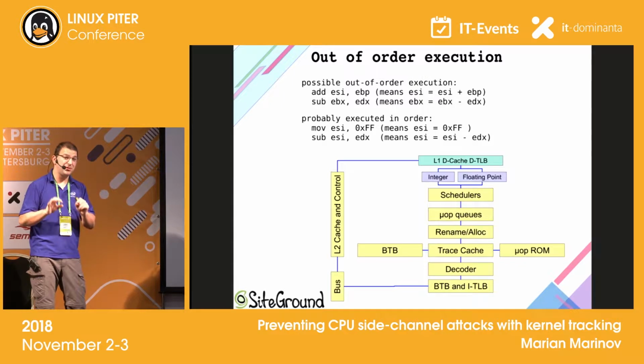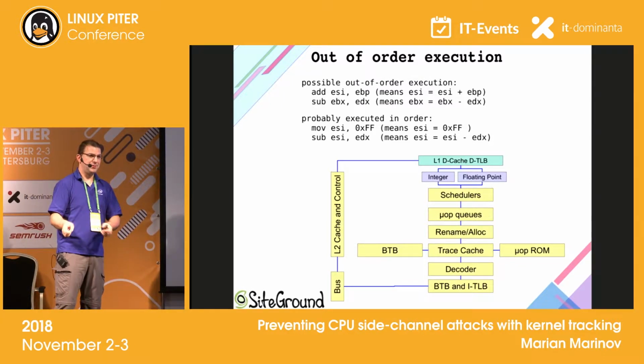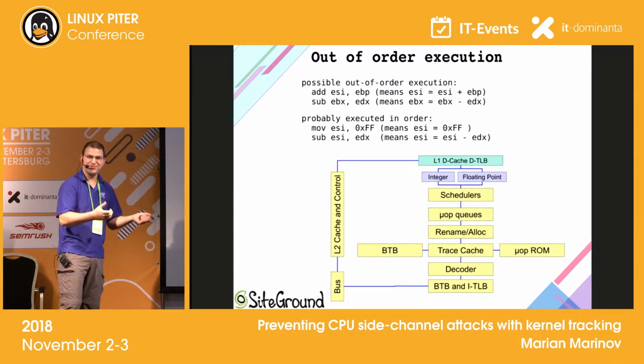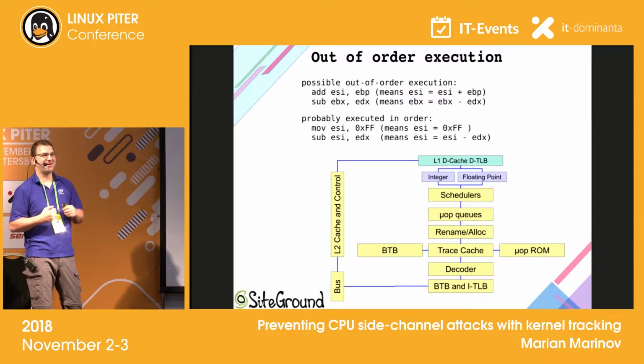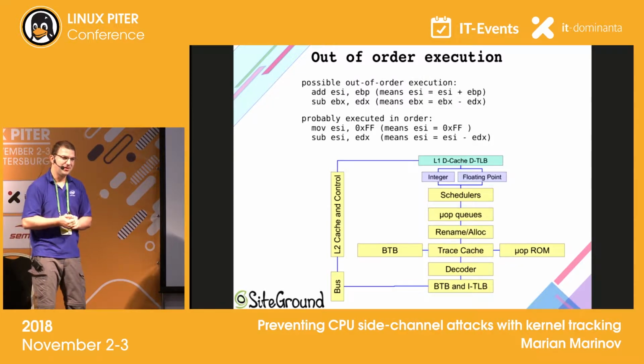But since we don't retire the data from the caches, it stays in the caches, which means that if we are using, for example, flush and reload or a similar technique, we would get the data from the caches. This is the way you can actually get the data for all the processes.